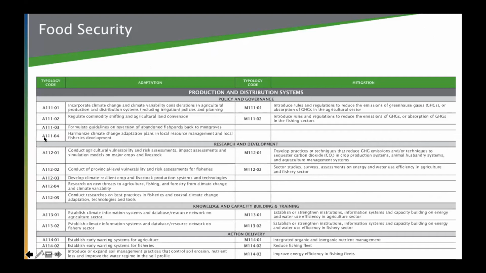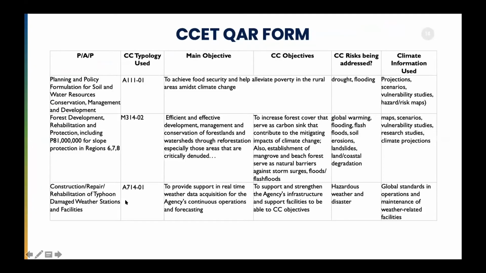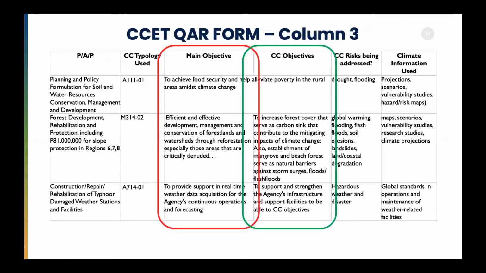Sorry. Ito po yun, yung typology codes po natin. So ito po yung ilalagay nyo po dito sa second column. Now, looking at the main objective, it's possible po that the main objective is also your climate change specific objective. And it's also possible that the climate change component of a particular PAP is just a subset of the whole PAP that you have. Hence, it would be good to also indicate what would be the main objective and your specific climate change objectives po.